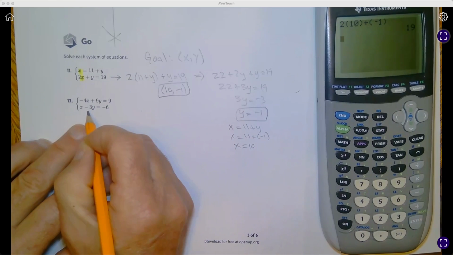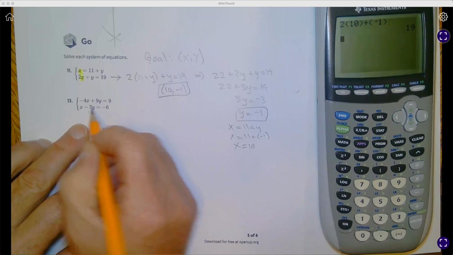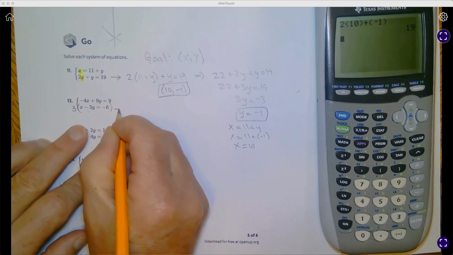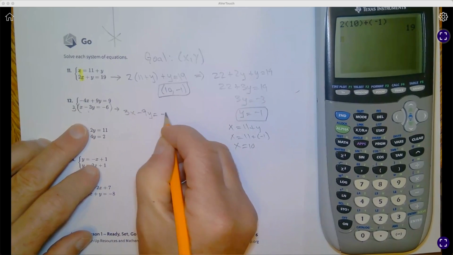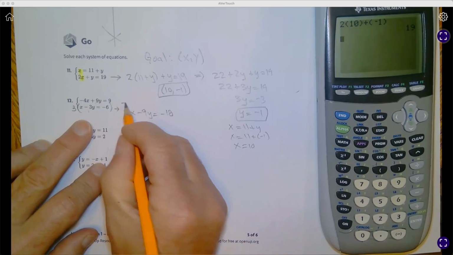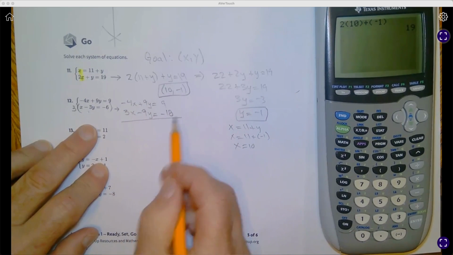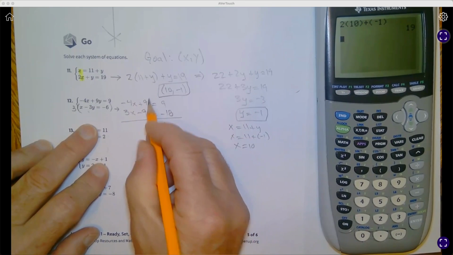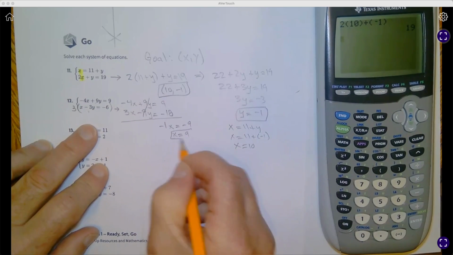So what I notice is if I multiply negative 3 by 3, that would give me negative 9, and negative 9 is the opposite of 9. So if I add that, it'll go to 0. So I'm going to take this equation, and I'm going to multiply everything by 3. That is a legal inverse operation. And then I'm just going to bring the other equation above it. Now, add them up. So negative 4 plus 3 is negative 1. So that's negative 1x. That goes to 0. That goes to negative 9. Divide by negative 1. Woo!